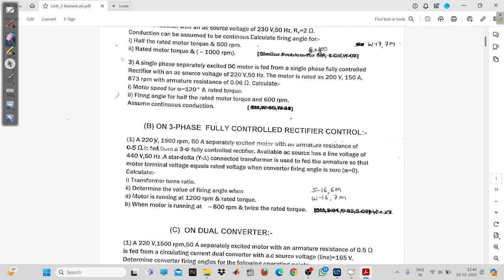So you can see here a 220 volt. This is the armature voltage. Now this one is the rated speed and this one is the rated current. Armature resistance is 0.5 ohm.